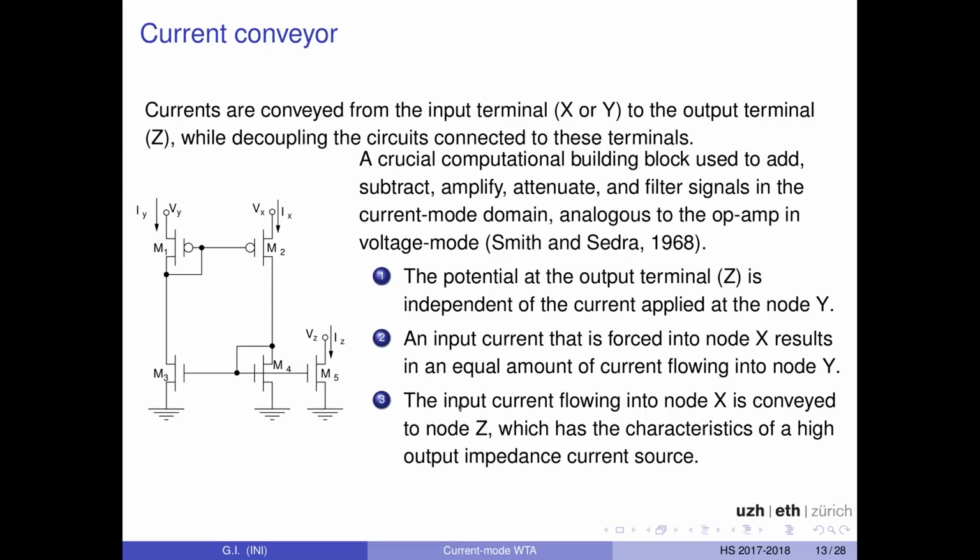And then finally, the input current flowing into node X is conveyed to node Z, which has the characteristic of a high output impedance current source. This is to comply with the idea that we want to decouple the circuits.